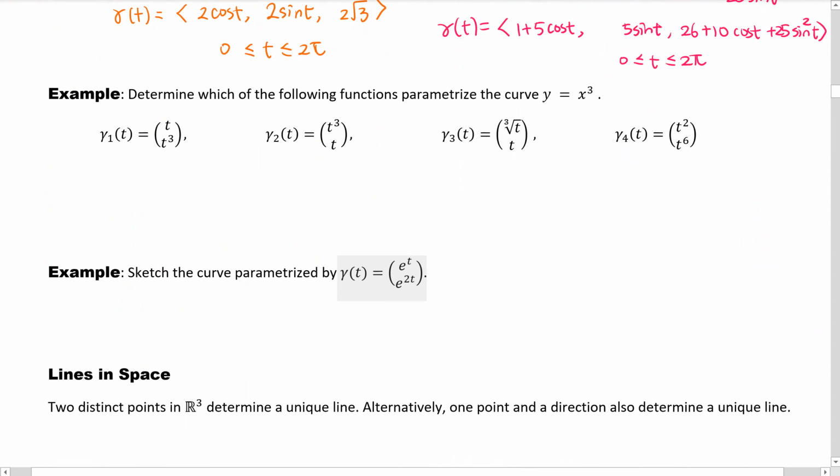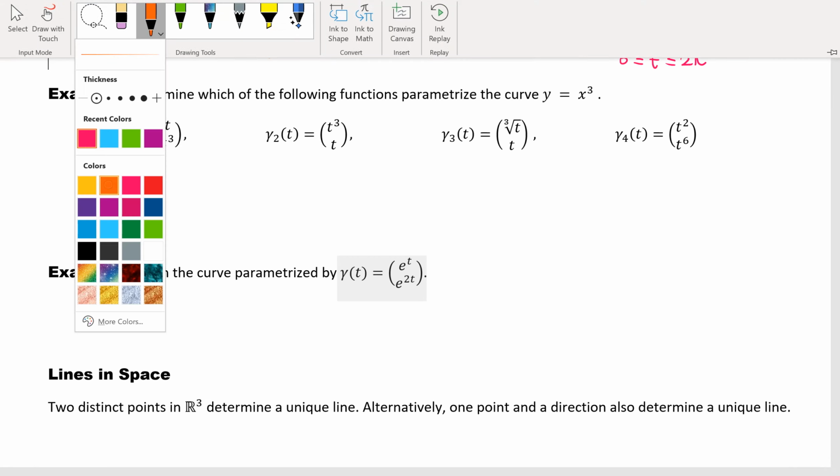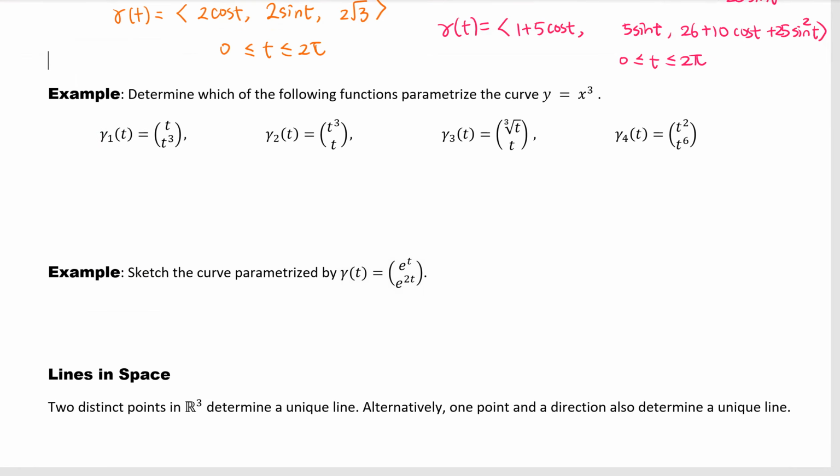Determine which of the following functions parameterize the curve y equals x cubed. Okay, so let's look at the first one. Here y equals x cubed, which means x is t, y is t cubed, right? So let's plug in: y is t cubed, so t cubed equals x cubed, which is t cubed. Is this true? Yes.